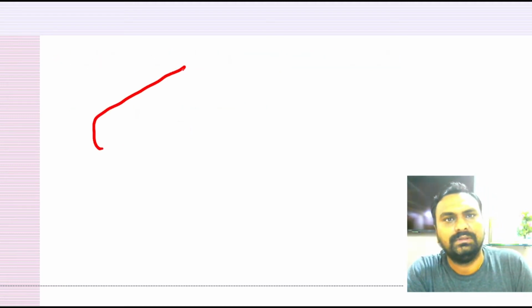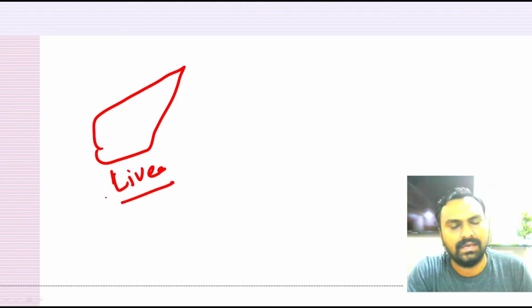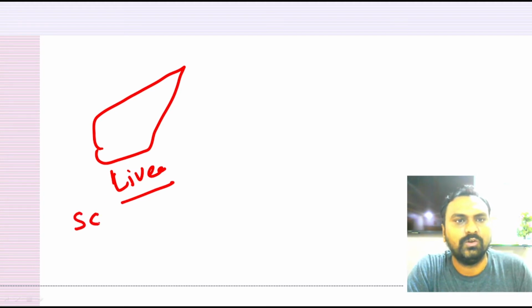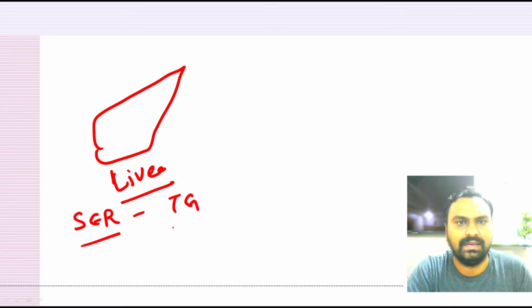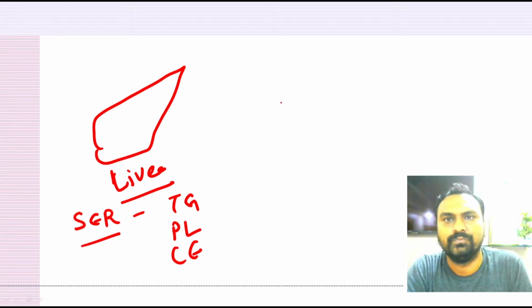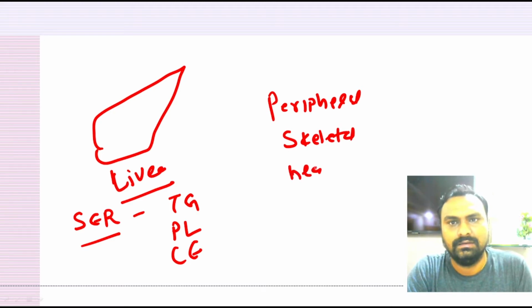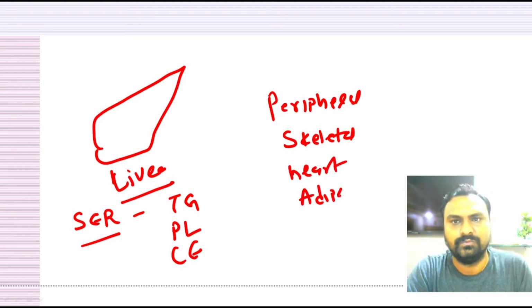Suppose this is the liver. In the liver there are hepatocytes. In the smooth endoplasmic reticulum of the hepatocytes, lipids are endogenously synthesized. Which lipids? Triglyceride, phospholipid, cholesterol. Now, these endogenously synthesized lipids have to be transported to the peripheral tissue, like skeletal muscle, heart, or adipose tissue.